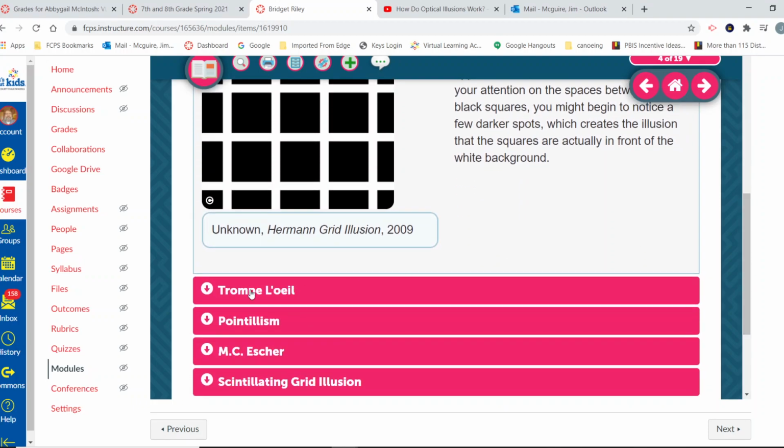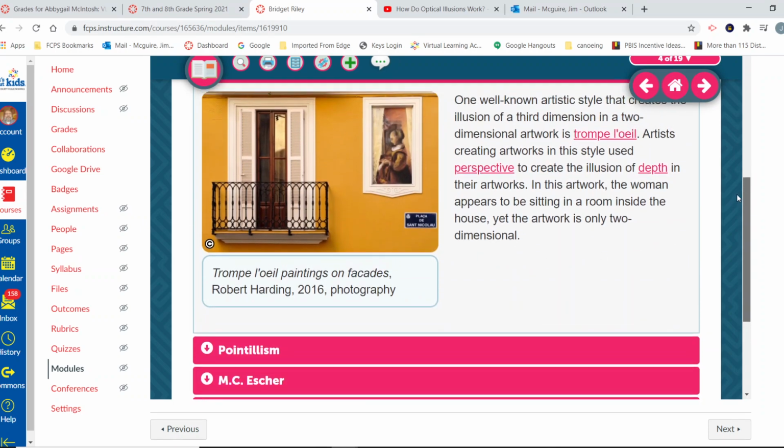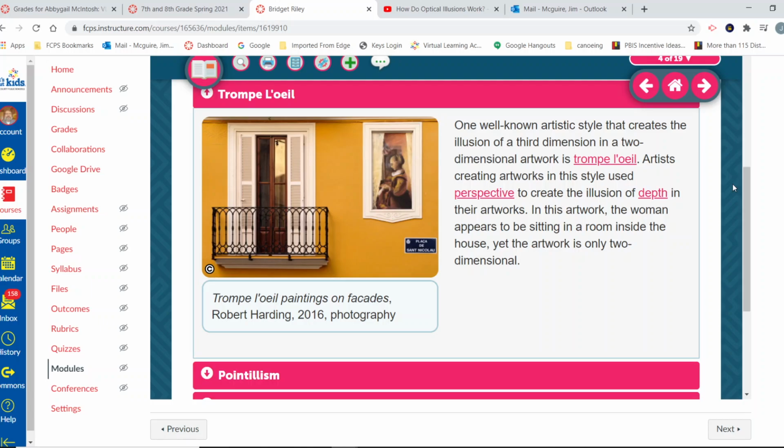We're going to look at another one of those here in a moment, but trompe l'oeil was a type of artwork that tried to create a very realistic impression of something. It's a well-known artistic style that creates the illusion of a third dimension in a two-dimensional space. Artists who create artworks in this style use perspective to create the illusion of depth. In this artwork, the woman appears to be sitting in a room outside the house, yet the artwork is only two-dimensional.